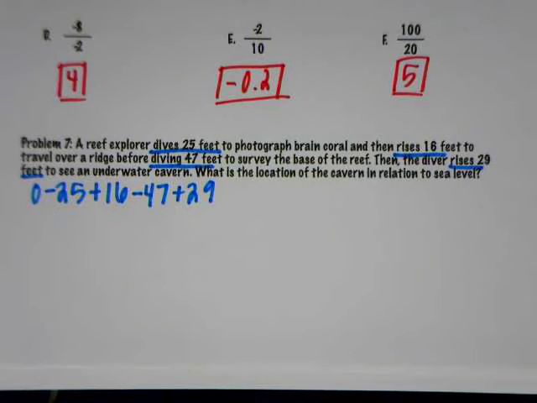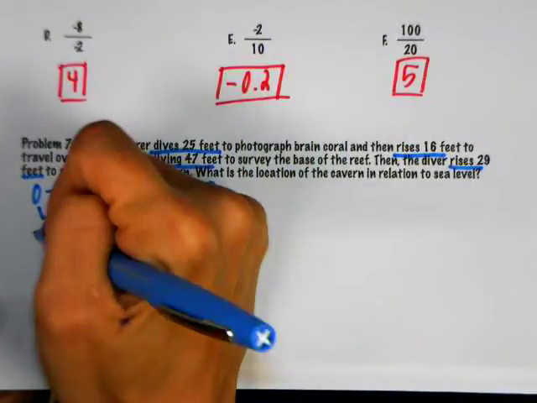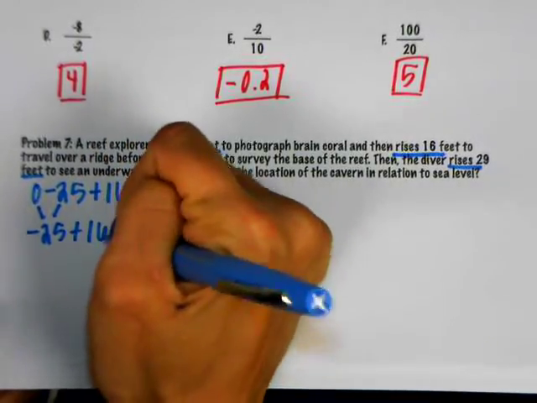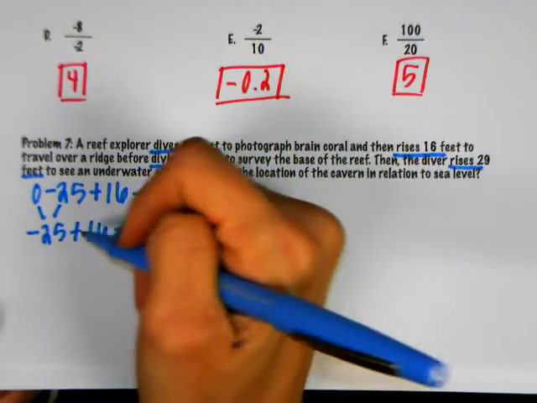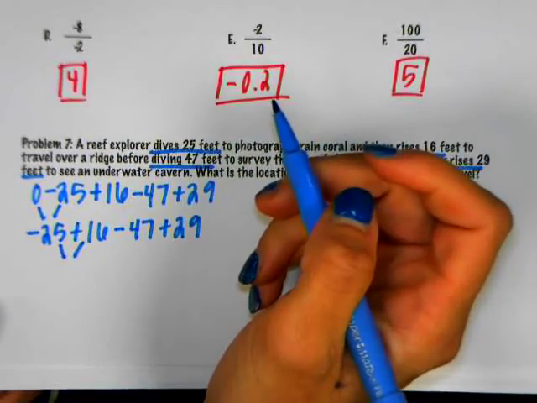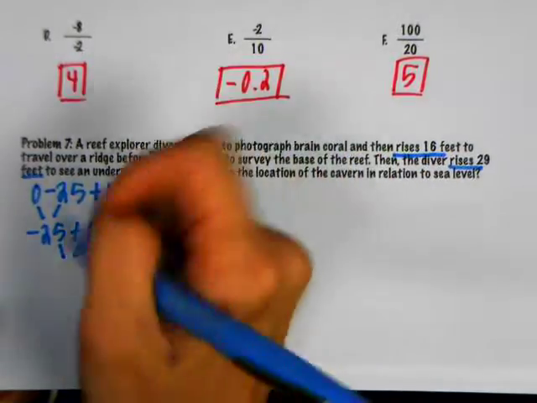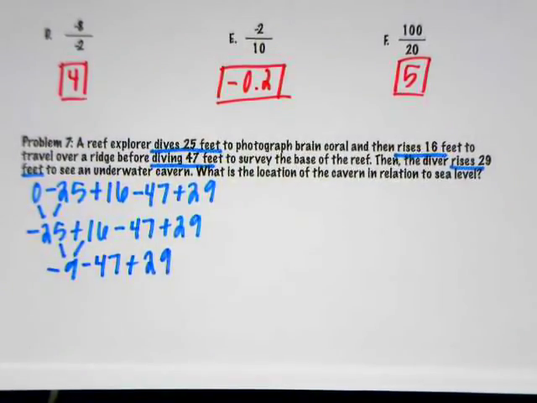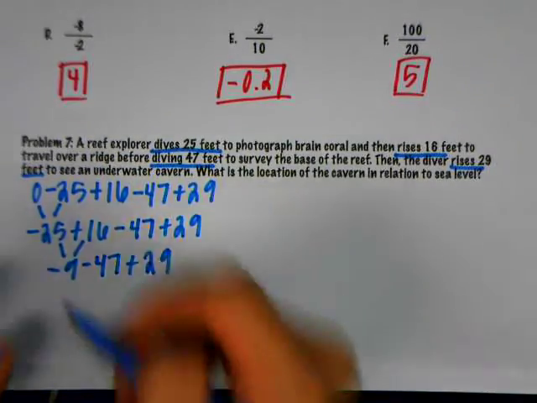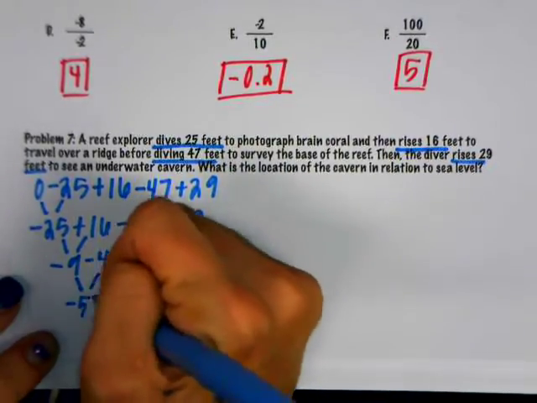So then from there, you're just kind of working your way left to right, like in order of the time. So if you're starting at 0 and then you're going down 25, then you're going to be at negative 25. All right, and then if you're at negative 25, you're going up 16. Is that negative 9? Negative 9? Yeah, okay. Negative 9 minus 47 plus 29. Okay, and then you're starting down, you're going more down, so you're going to have negative 56.